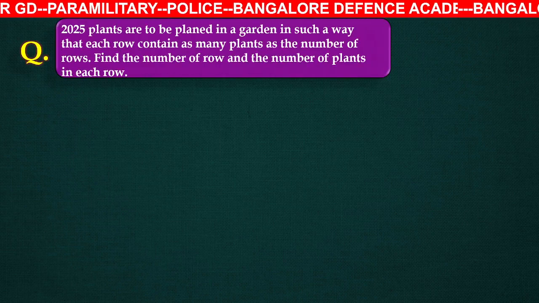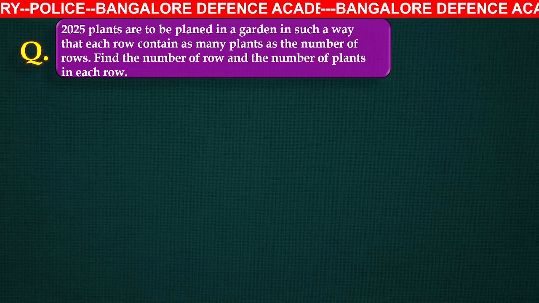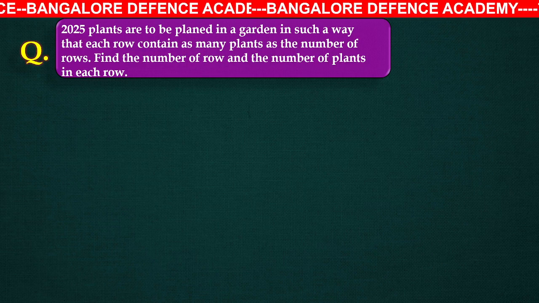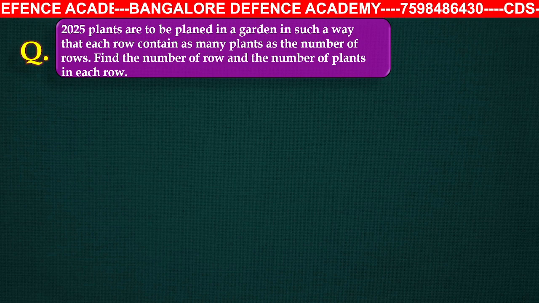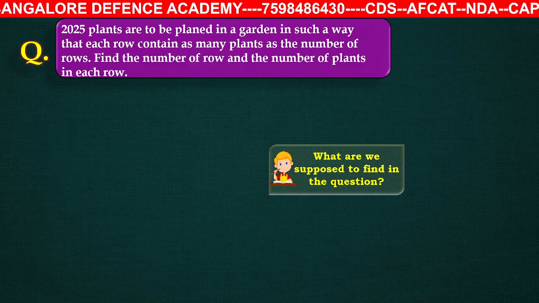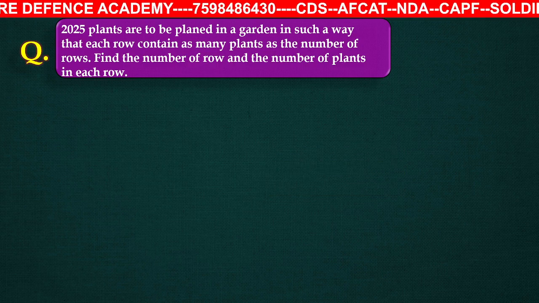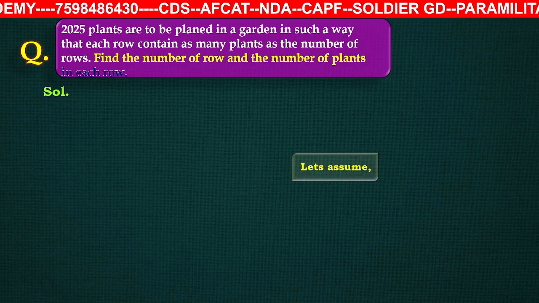Next, let us see another example here. 2025 plants are to be planted in a garden in such a way that each row contains as many plants as the number of rows. Find the number of rows and the number of plants in each row. So what are we supposed to find in the question? In each row, how many plants we have to plant.